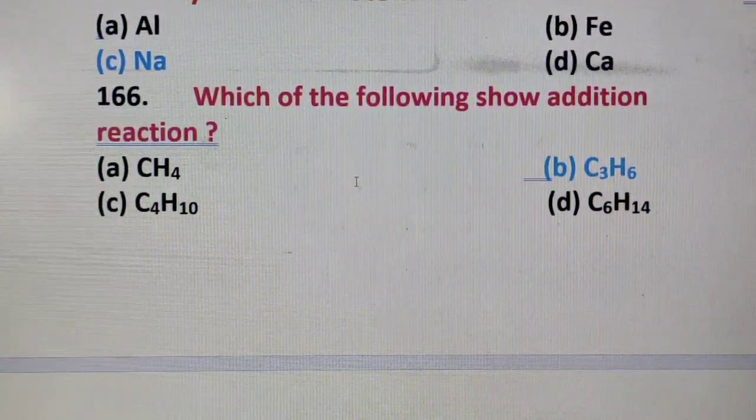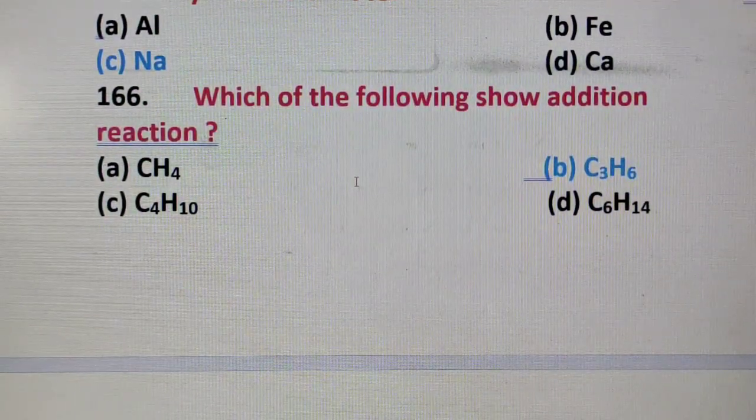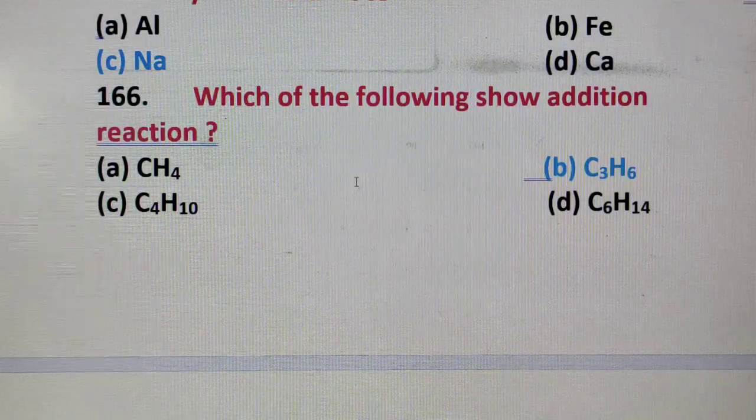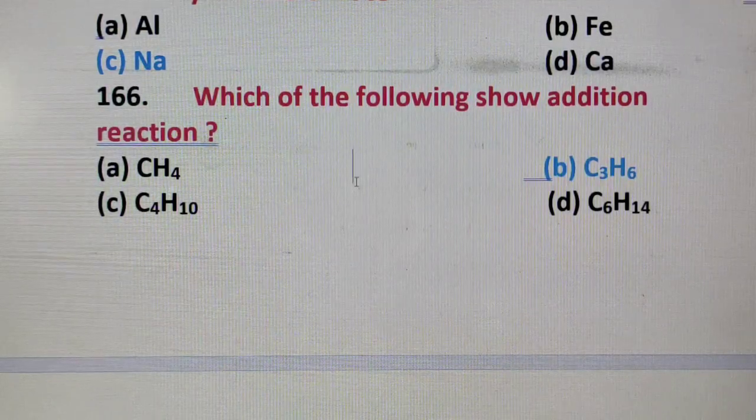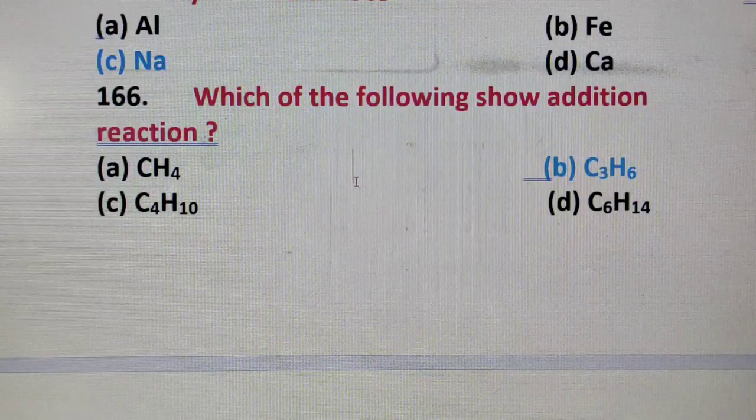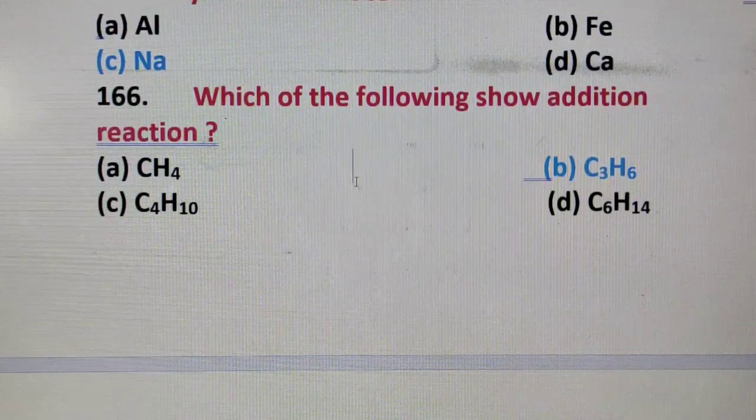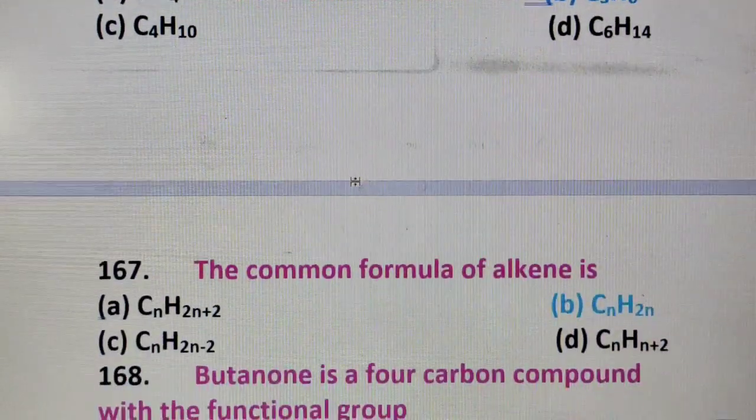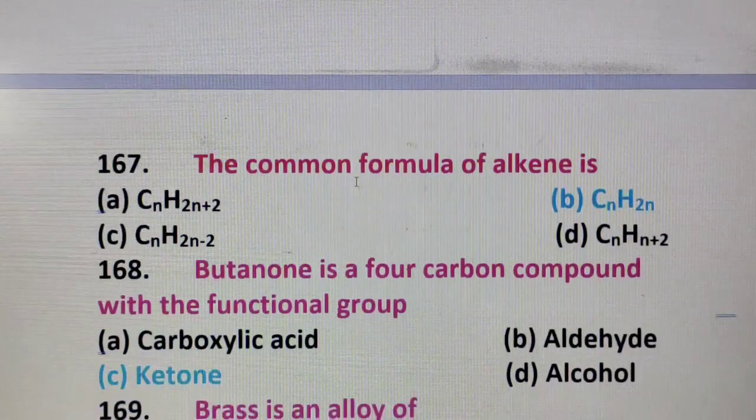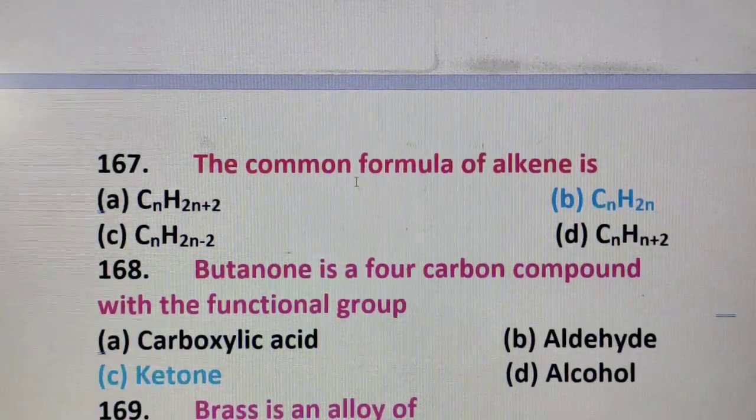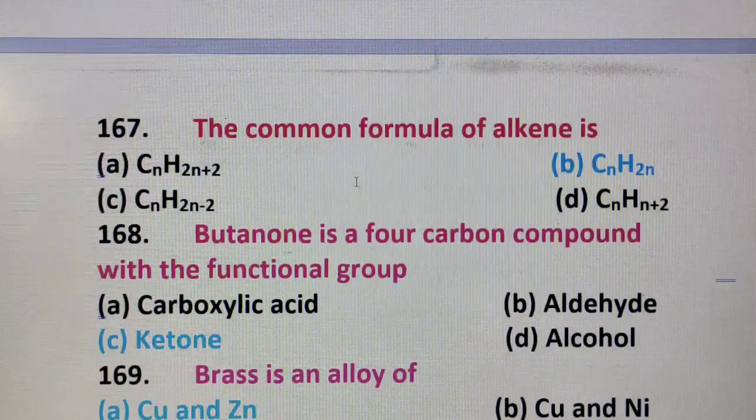Which of the following show addition reaction? Generally, unsaturated hydrocarbons, that is alkenes and alkynes, show addition reaction. Here C3H6 is propene. The correct option is propene. The general formula of alkene is CnH2n. Butanone is a 4-carbon compound with a functional group. Butanone is a ketone.